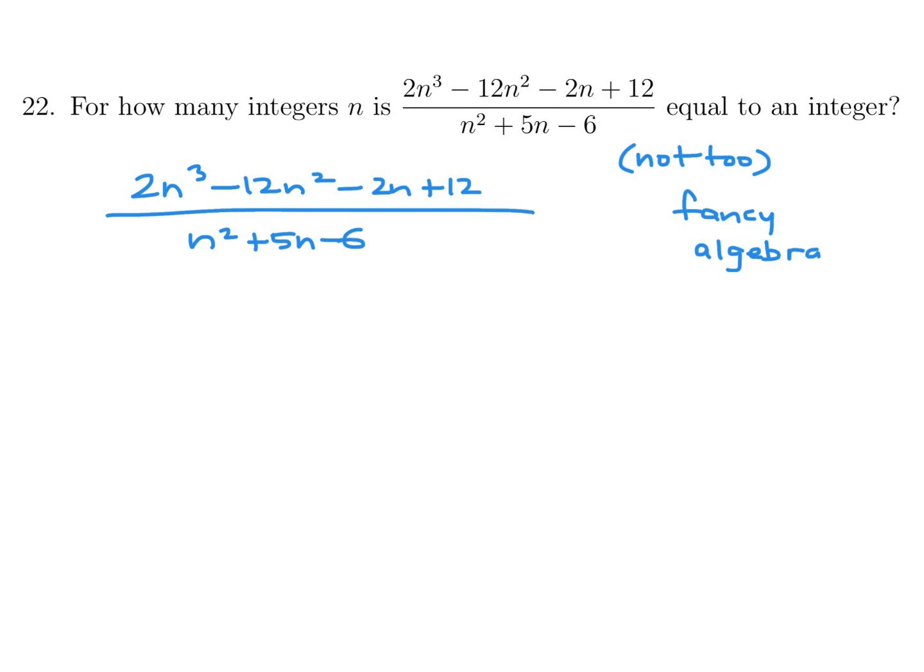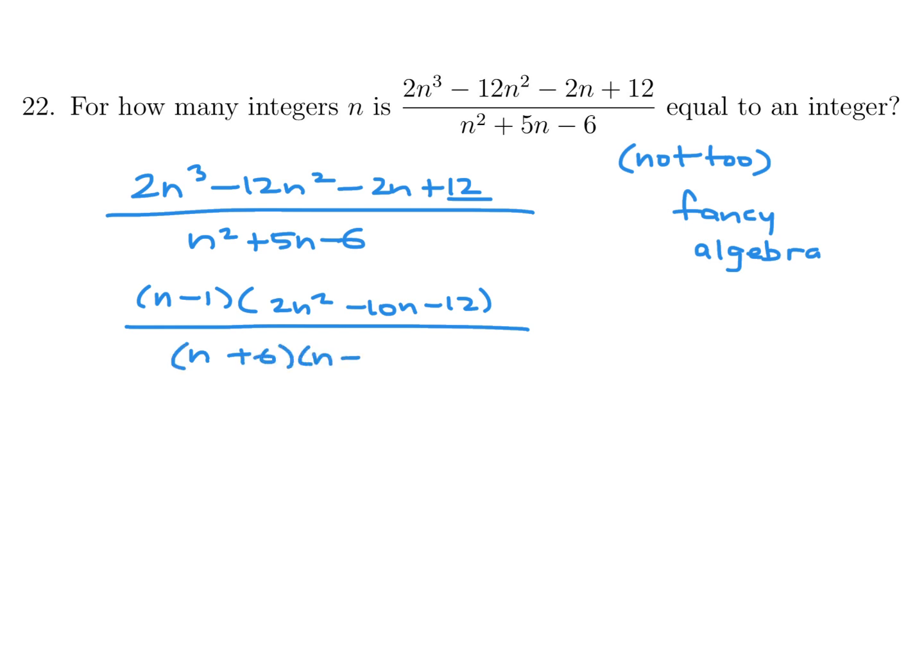So the top one, that factors to n minus 1, and then 2n squared minus 10n minus 12. You have to experiment with divisors of 12, and when you do the long division, this works out. And the top one, a little bit challenging, but the bottom one is really straightforward. That's just n plus 6 and n minus 1, I believe. Okay, so that n minus 1's cancel. So all you're left with is 2n squared minus 10n minus 12 all over n plus 6.